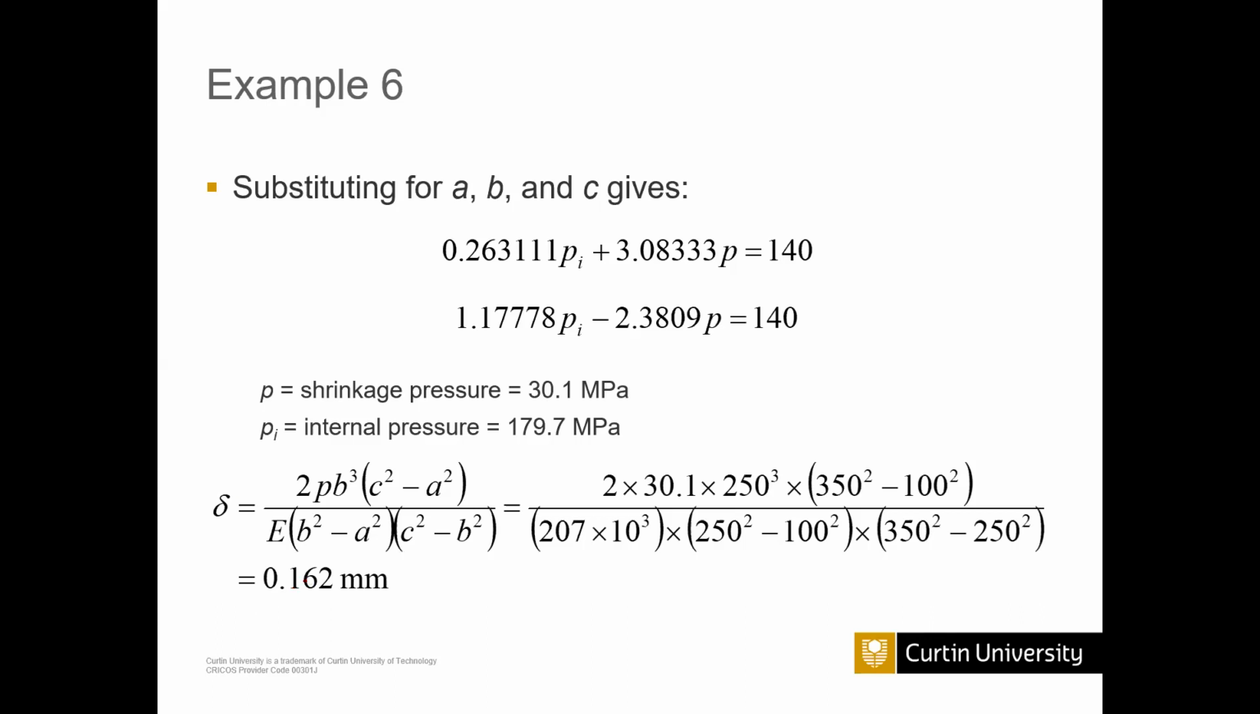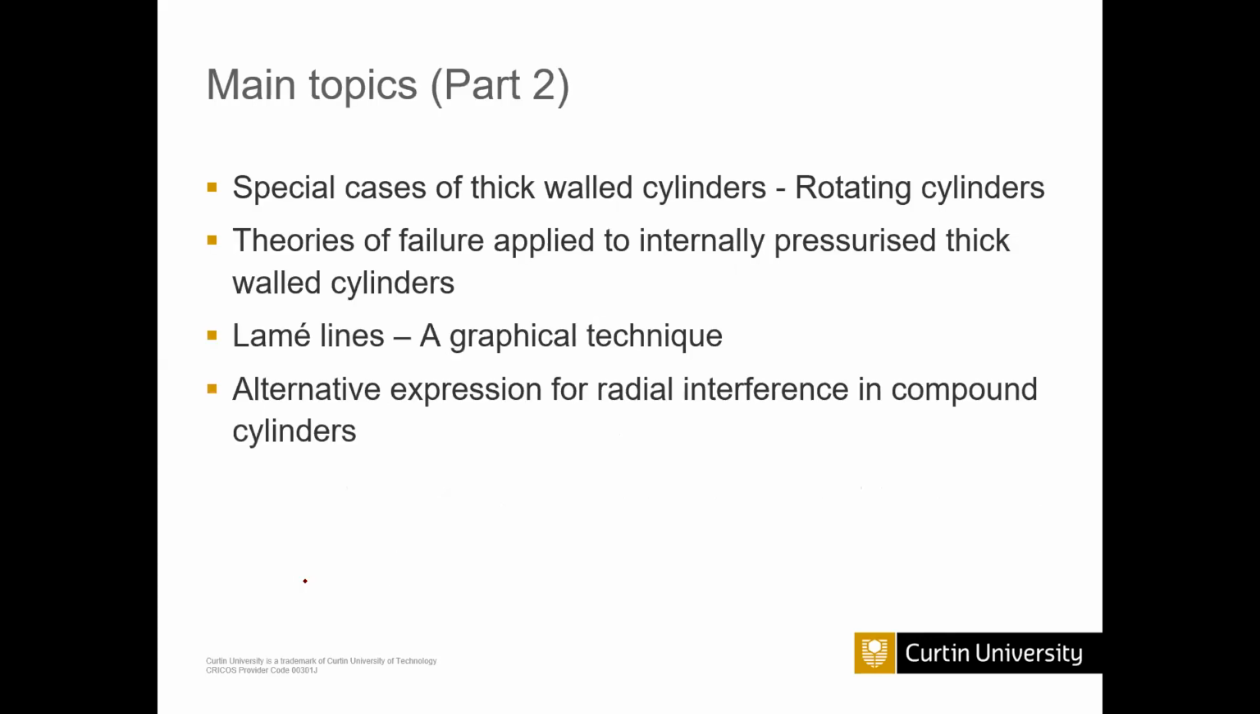So that's about the first part of this session. But the second part I will also continue here. In the first part we only considered the non-rotating cylinder. Now we are going to consider the rotating cylinder as well. So in part 2 we will discuss the specification of thick wall cylinders, rotating cylinders, and theories of failure applied to internally pressurized thick wall cylinders, Lame's lines, and a graphical technique. If you remember, we used a Goodman line. It is a kind of graphical representation.